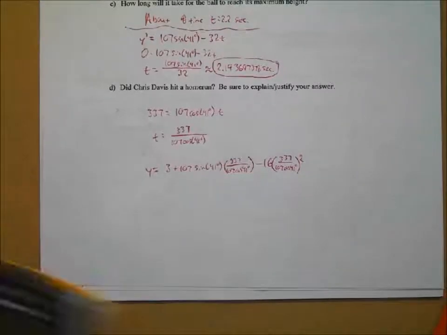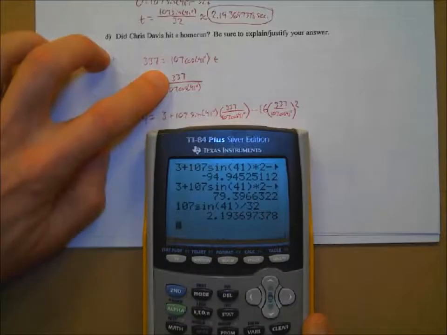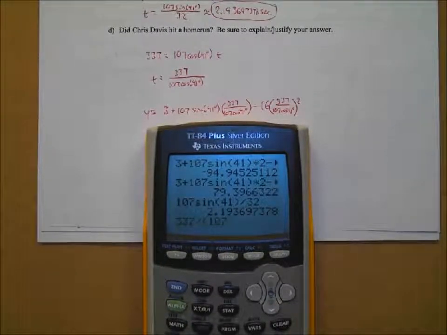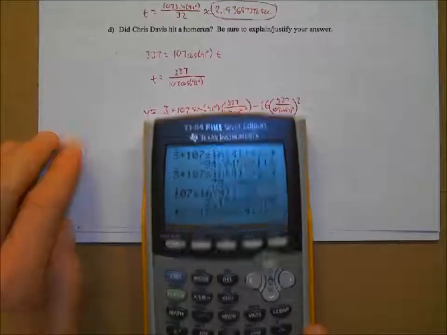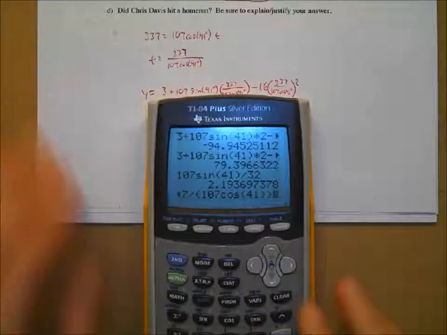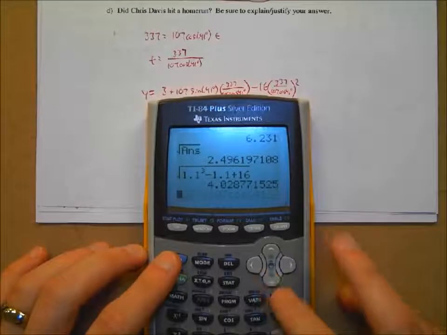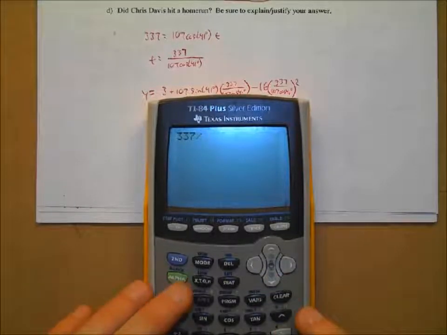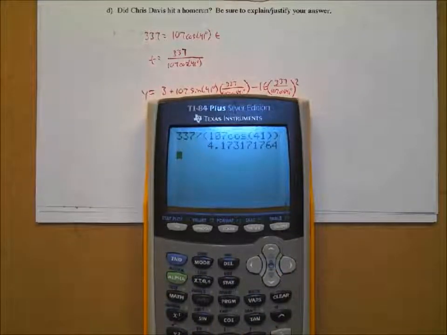Now, when it comes to using our calculators for this, you can type 337 divided by 107 cosine 41. Make sure you put parentheses around that denominator. We do it this way. Okay, so we get that, right?